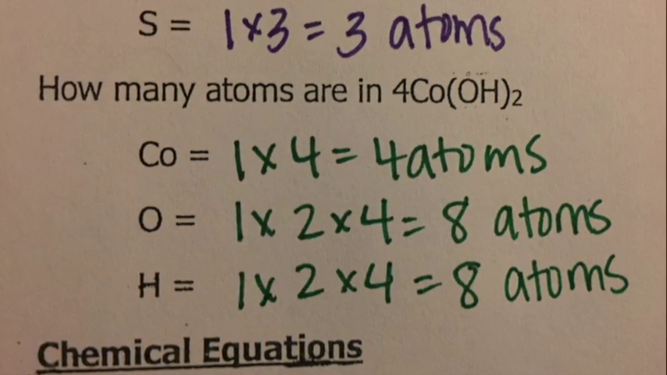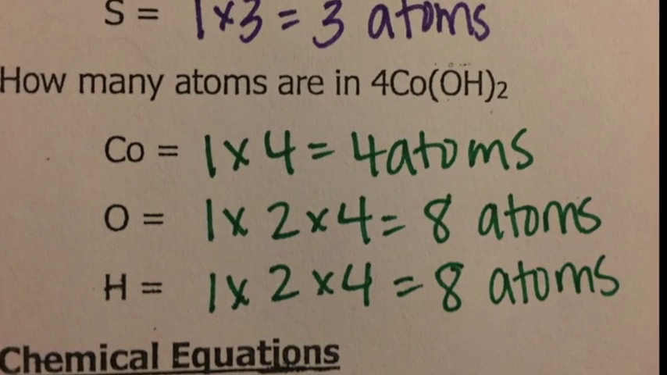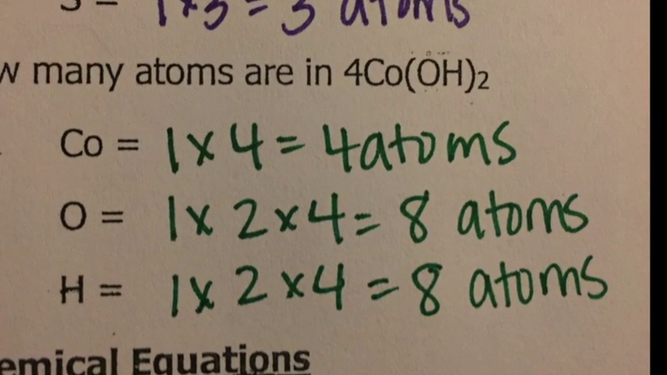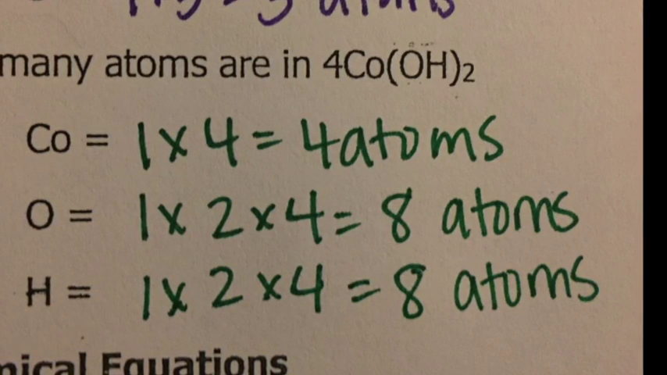All right, and hydrogen is just like our oxygen. There's no subscript, but it is inside our parentheses, and it does have that coefficient out front. So 1 times 2 times 4 is 8 atoms of hydrogen as well.